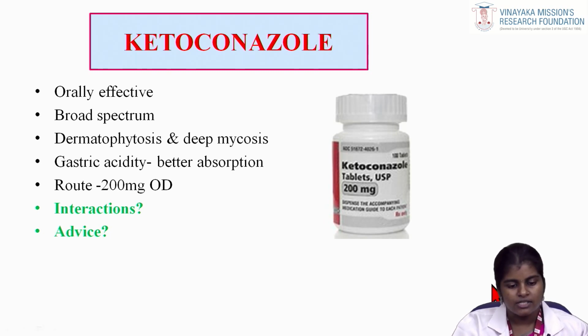Coming to interactions, it decreases androgen production and displaces testosterone from protein binding sites. So patients, especially men, will have loss of libido, impotence and oligozoospermia, and in women it causes menstrual irregularities due to suppression of estradiol synthesis.